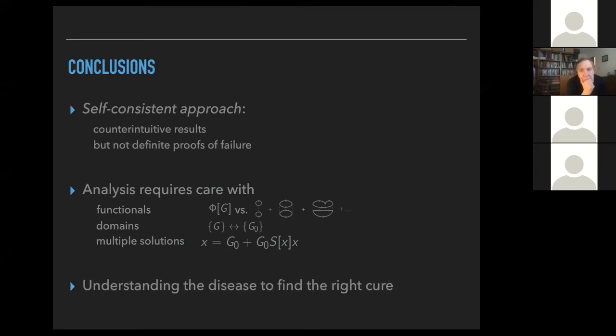So basically, my take-home message is that we have to make an effort to understand the disease to find the right cure. And that's it. Thank you very much.